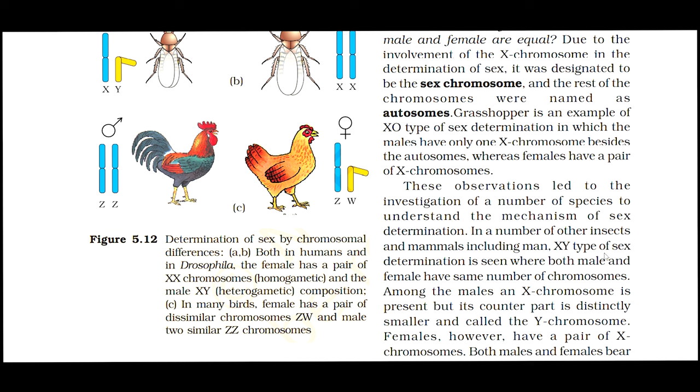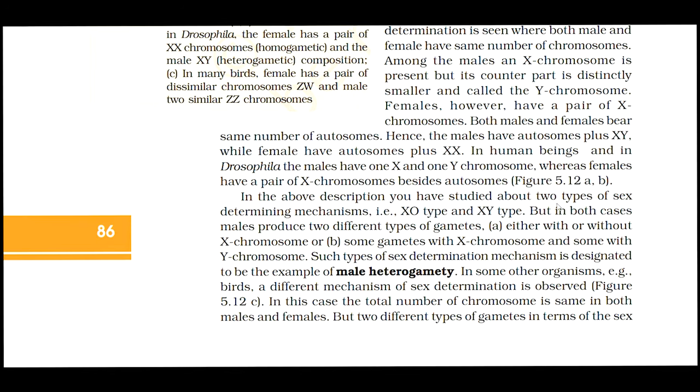Among the males, an X chromosome is present, but its counterpart is distinctly smaller and called the Y chromosome. Females, however, have a pair of X chromosomes. Both males and females bear the same number of autosomes, hence the males have autosomes plus XY, while the females have autosomes plus XX. In human beings and in Drosophila, the males have one X and one Y chromosome, whereas females have a pair of X chromosomes beside autosomes, which is given in figure 5.12a, b.